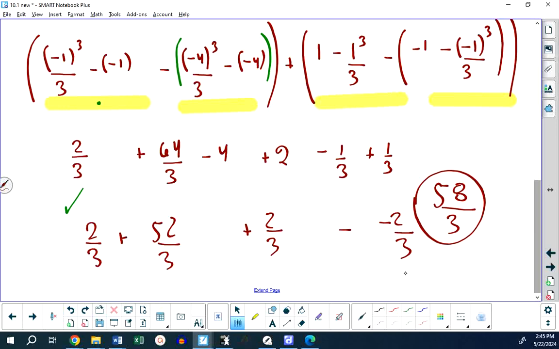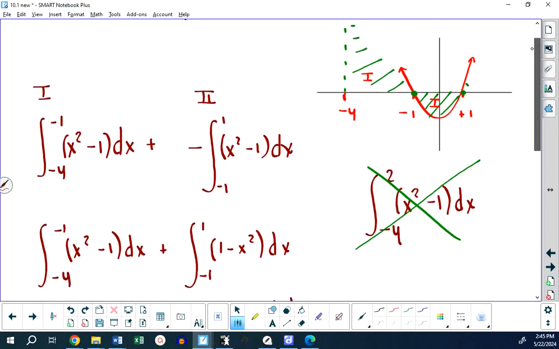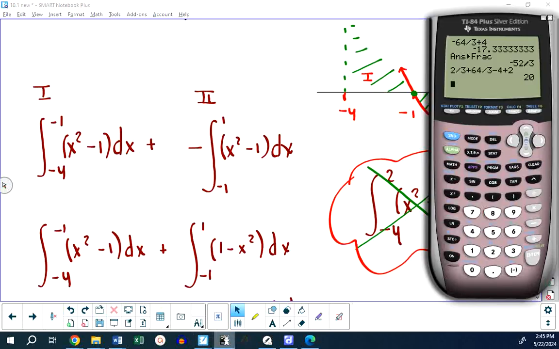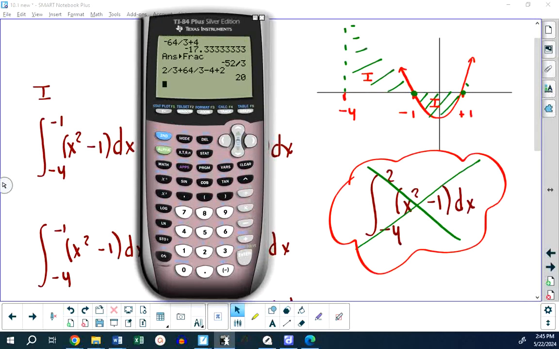Now, let me demonstrate something to you. I told you at the beginning that you cannot do this, right? Cannot do this. Let's look at what happens if you do. And I think there's something valuable to be learned about this that will be useful later. I'm going to put in x squared minus 1. I'm just going to go zoom standard. And I'm going to go to my calculate menu and find the integral from negative 4 to 1.